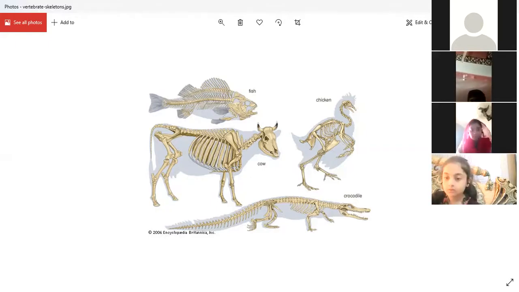What is the function of a skeleton? What does the skeleton do in our body? Skeleton हमारी body में क्या करता है? It gives us a proper shape and it also gives us a proper structure. ठीक है? There are approximately 206 bones in the human adult.